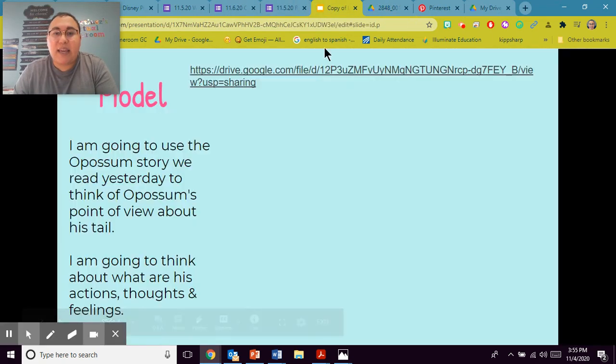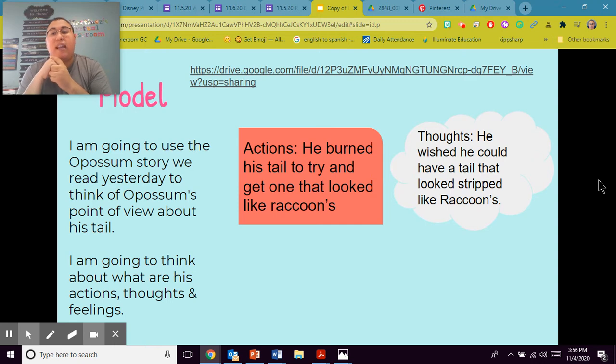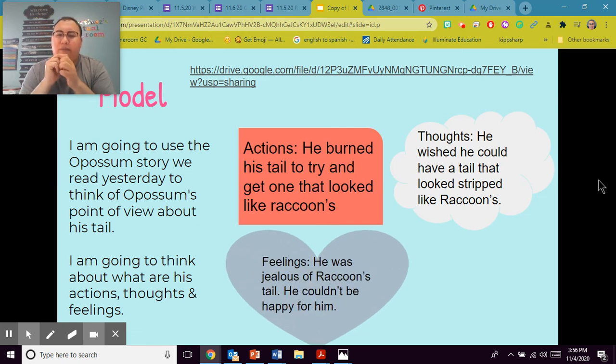So, thinking back to my model, what were his actions, his thoughts, and his feelings? Remember, we're trying to figure out what is his point of view of his tail. How does he feel and think about his tail? So, what were his actions? His actions were that he burned his tail trying to get one that looked like Raccoon's, right? His thoughts were that he wished he could have a tail that looked striped like Raccoon's. And his feelings, he was jealous of Raccoon's tail. He couldn't be happy for him.